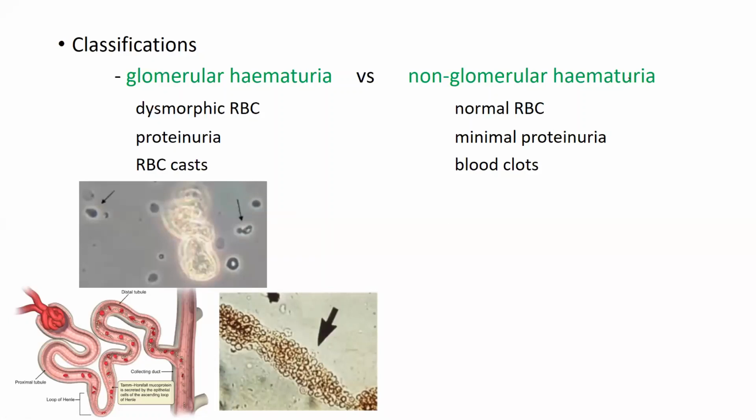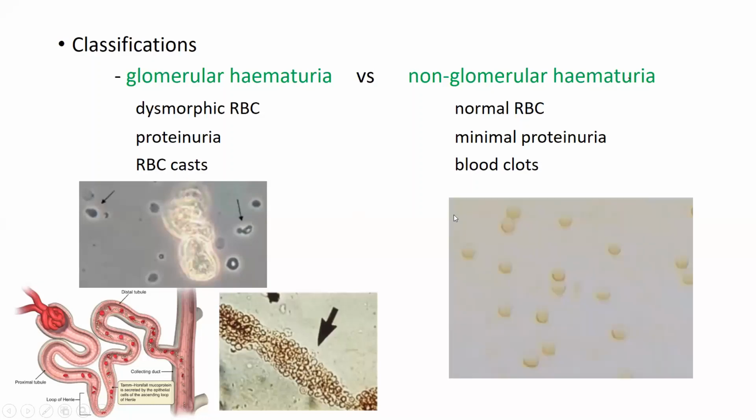So how do you differentiate these? If it's glomerular hematuria, you look at the urinary sediment under the microscope and you will see what are called dysmorphic red cells. That is abnormally shaped red cells in your urine. And you will get red cell casts and proteinuria as well. However, in non-glomerular hematuria, you won't have these dysmorphic red cells. The red cells will look normal, that is, round, regular shaped red cells will be there.